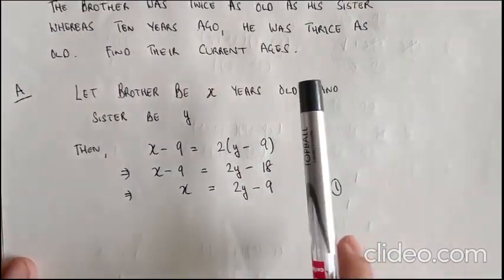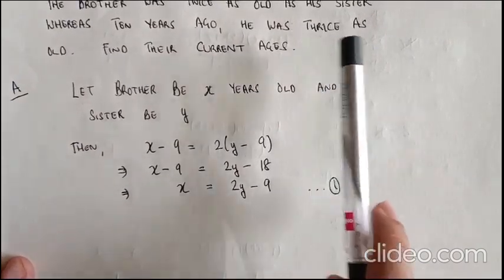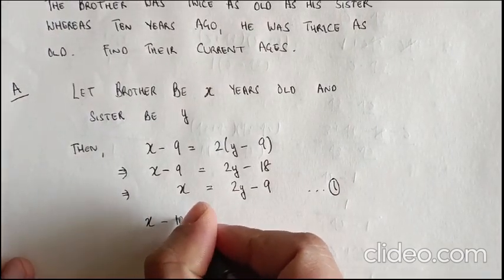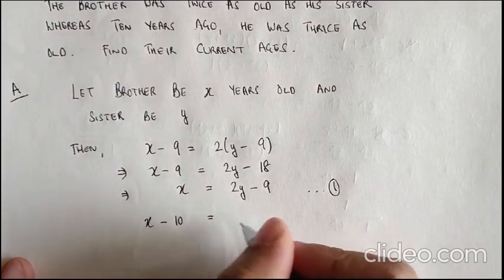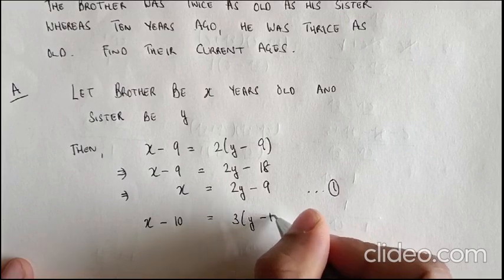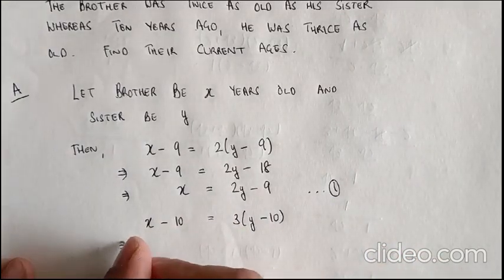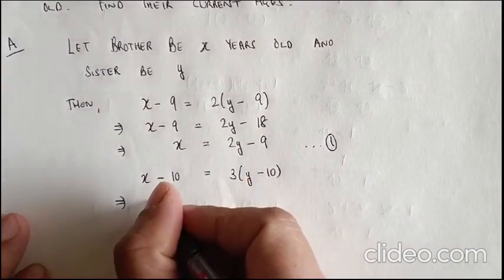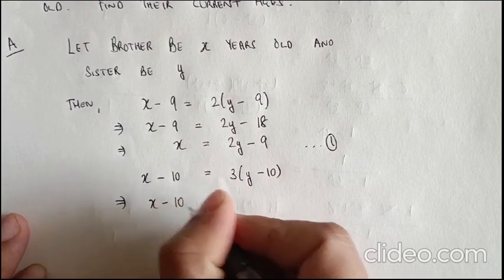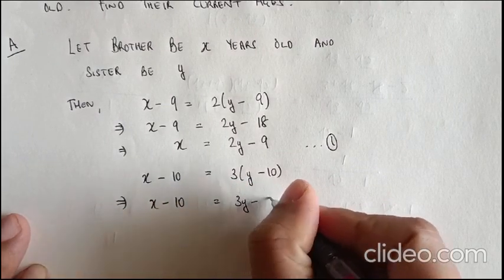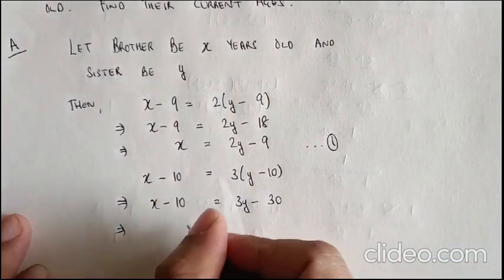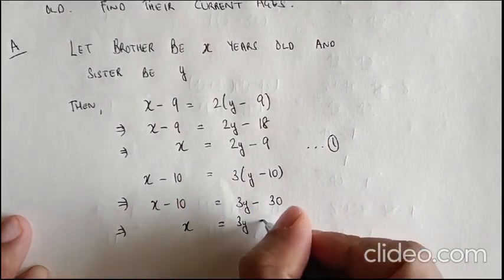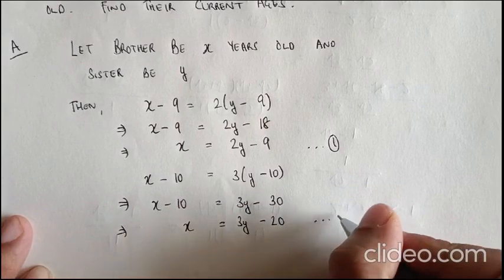What does our second piece of information say? 10 years ago, he was thrice as old. So x minus 10 is equal to 3 into y minus 10. Now what does this give us? So this gives us x minus 10 is equal to 3y minus 30. This means I put the x here, I bring the 10 to this side, x is equal to 3y minus 20. This is your second equation.